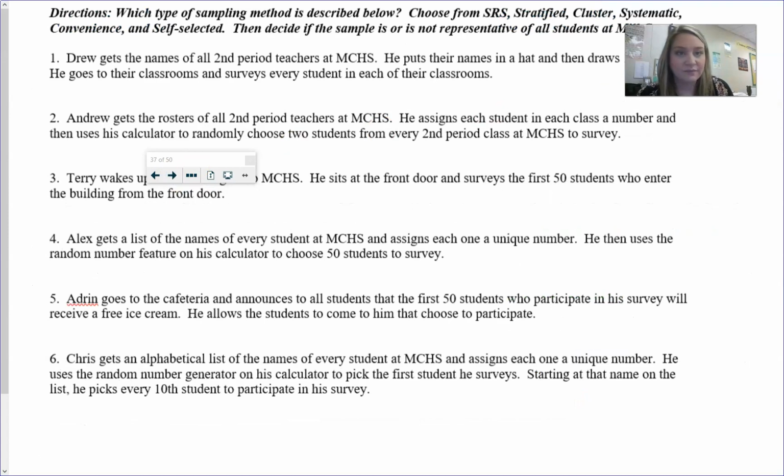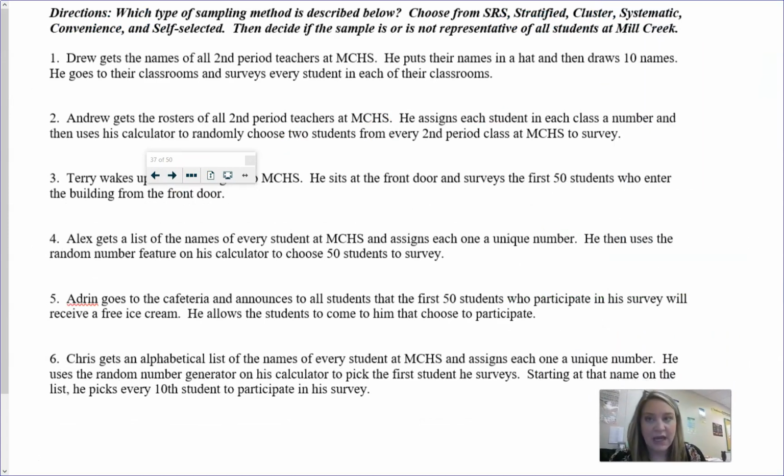Okay. So, here we go. Directions. Which type of sampling method is described below? We're going to choose from simple random sample, stratified, cluster, systematic, convenience, and self-selected. And then we're going to decide if it's going to be a representation of students or not.